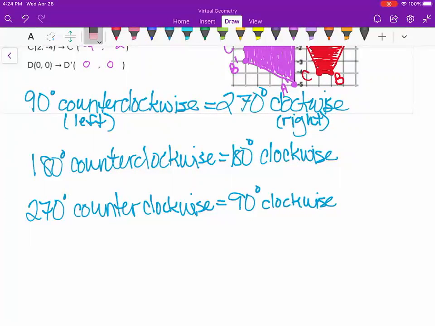Again, 90 degrees to the left is the same as 270 to the right, same rule. 180 is the same either direction. 270 to the left is the same as a 90 degrees to the right.